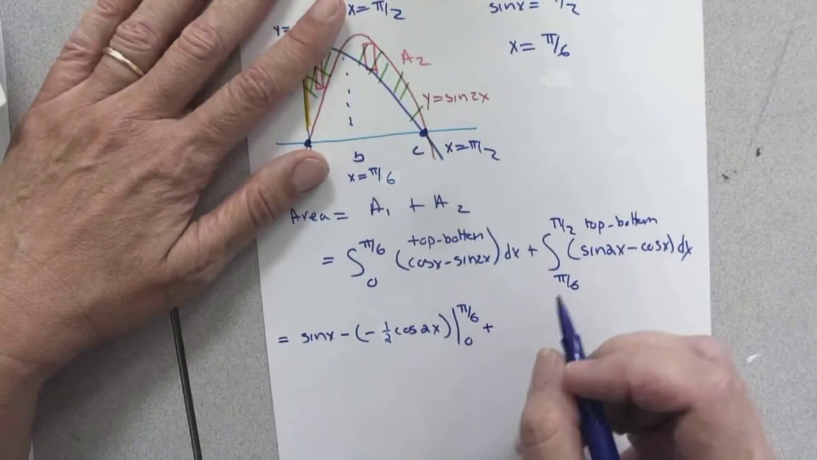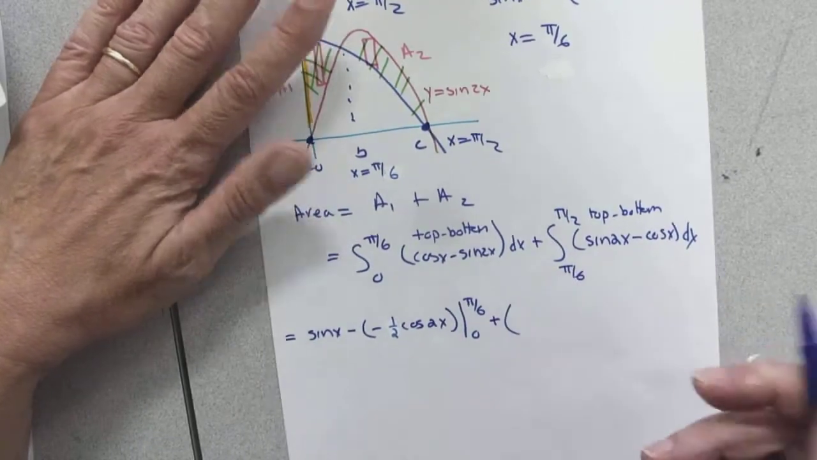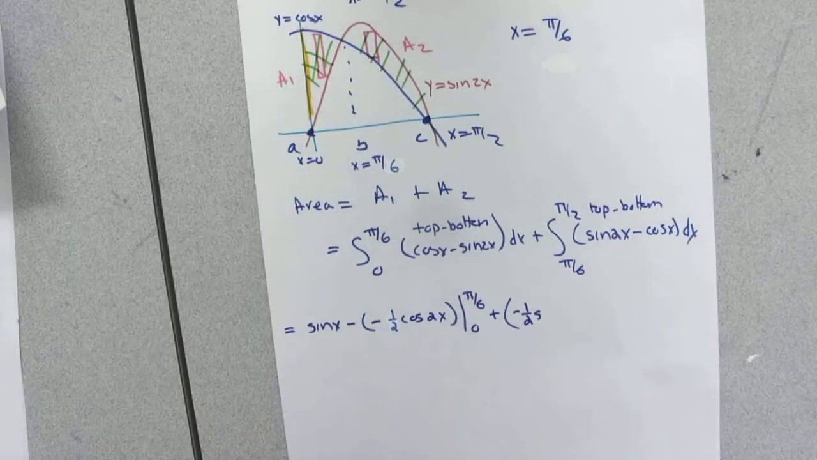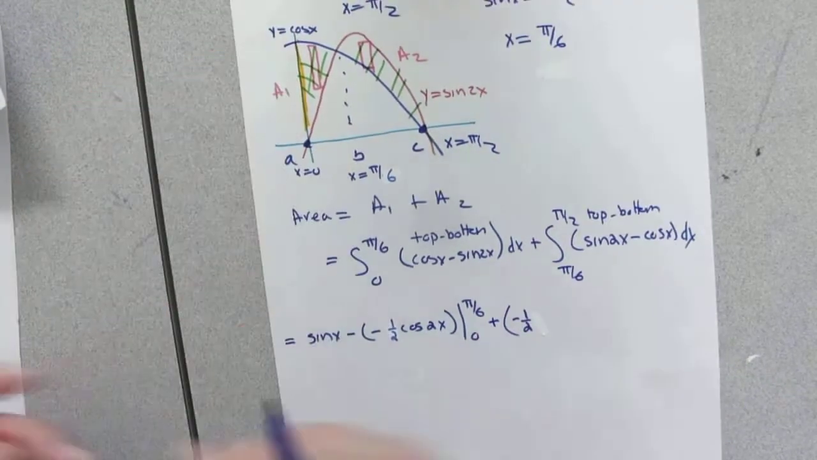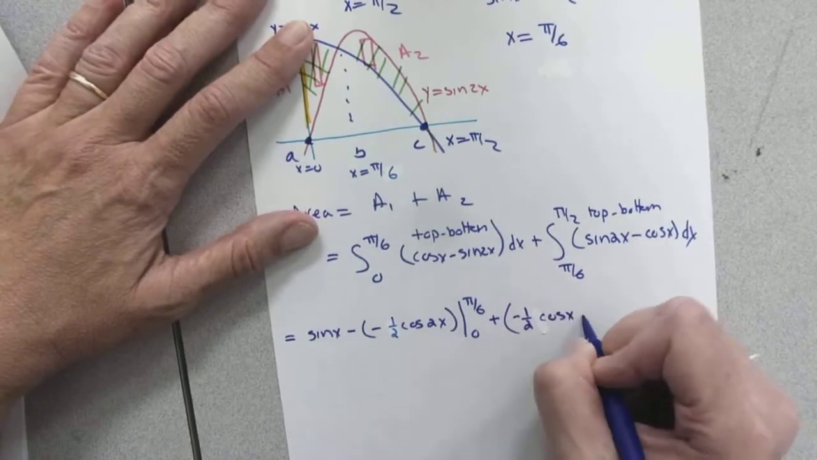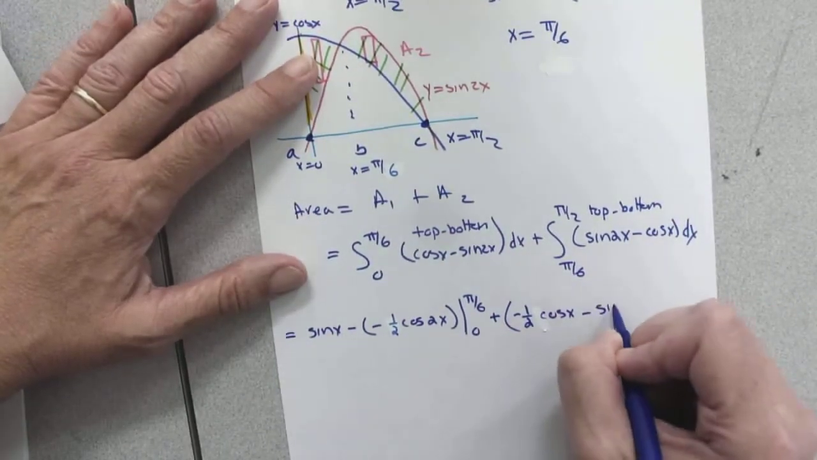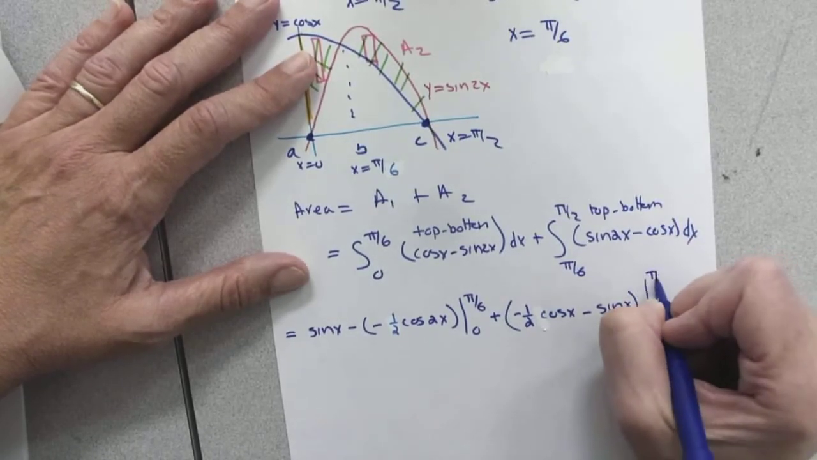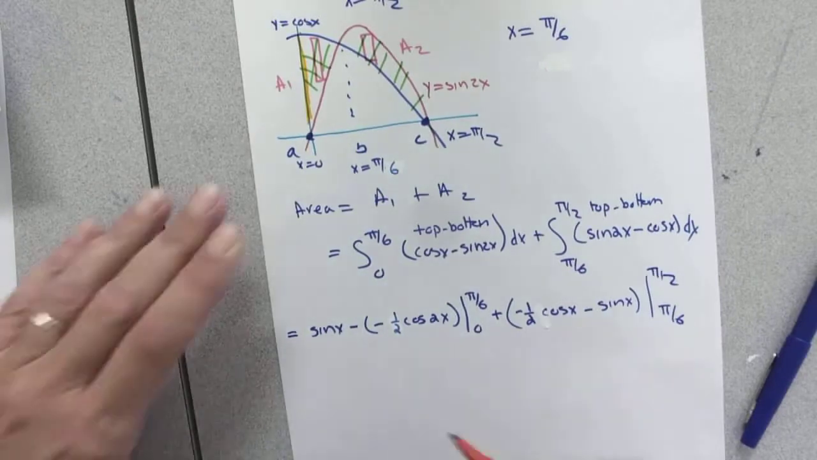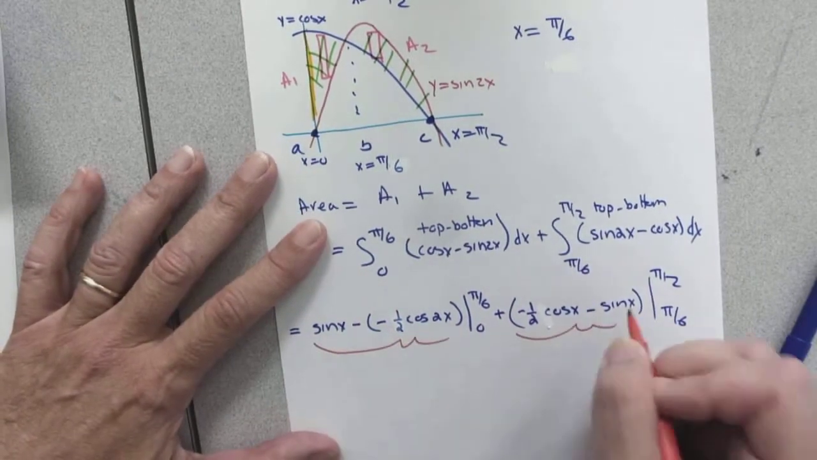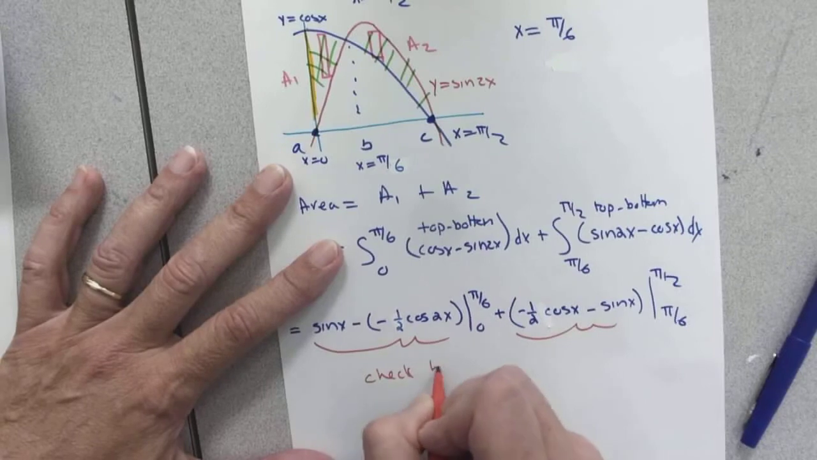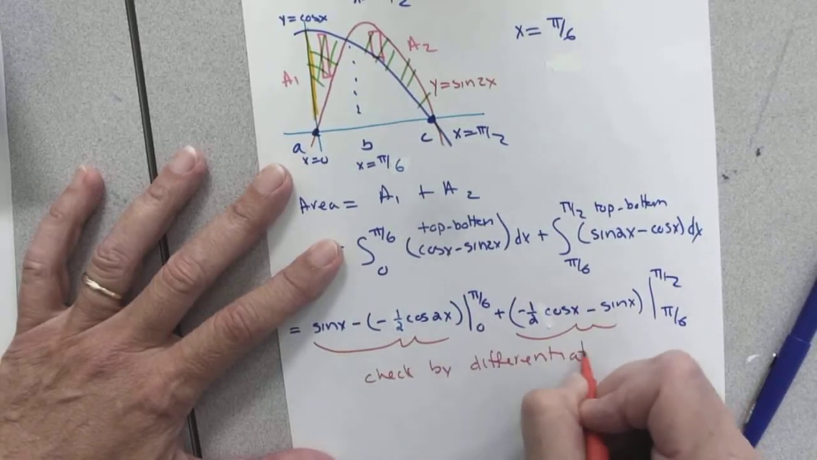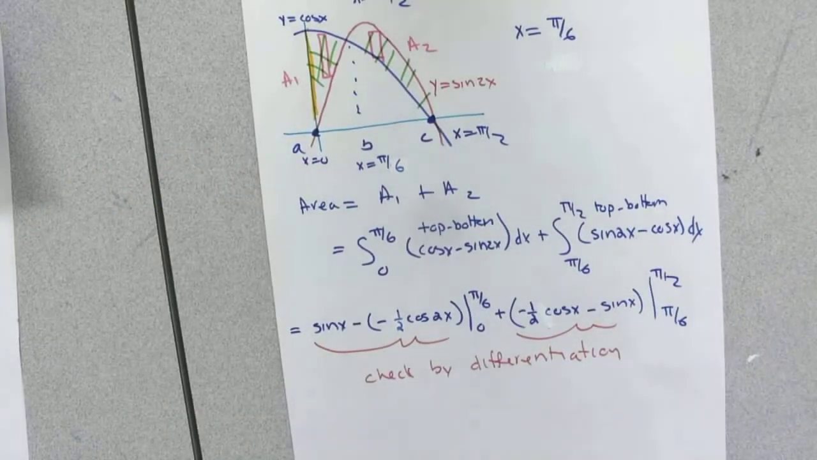On to the next guy, pretty much the same thing. The antiderivative of sine 2x is going to be 1/2 cosine 2x minus sine x, evaluated from pi over 6 to pi over 2. And remember, at this stage right here, both of those parts check by differentiation. So you've got a few moments, check them.